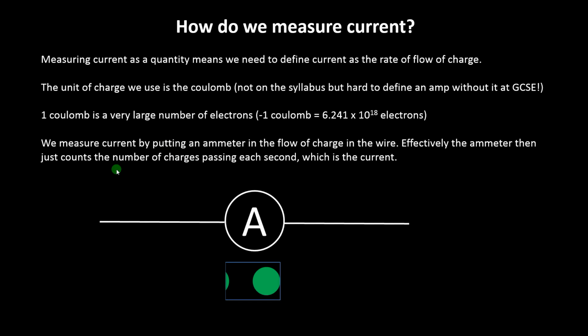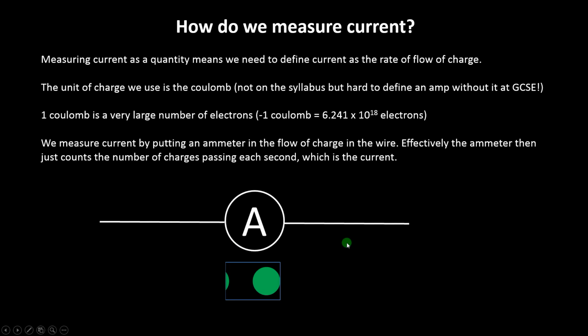Well, to get a number for current, we need something more than just saying it is the flow of charge. We need to define it in terms of how much charge in how much time. Now this is a bit tricky because you don't need to know what the unit of charge is for GCSE, which is the coulomb. I'm going to tell you about it now because otherwise it's kind of stupid to try and define what an amp is. In fact, the definition is kind of the opposite way round, but for GCSE purposes, we're going to say that we have 1 amp of current if we have 1 coulomb flowing past every second.